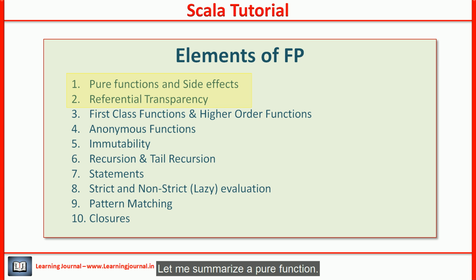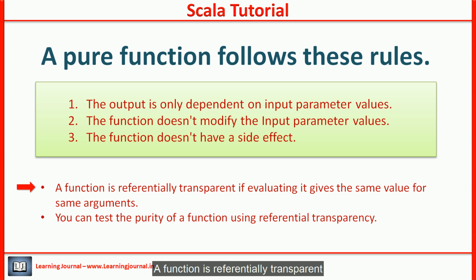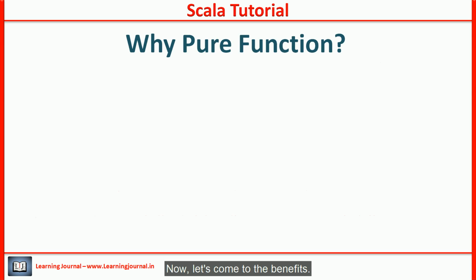Let me summarize a pure function. A pure function follows these rules. The output is only dependent on input parameter values. The function doesn't modify the input parameter values. The function doesn't have a side effect. Few more things. A function is referentially transparent if evaluating it gives the same value for same arguments. You can test the purity of a function using referential transparency.